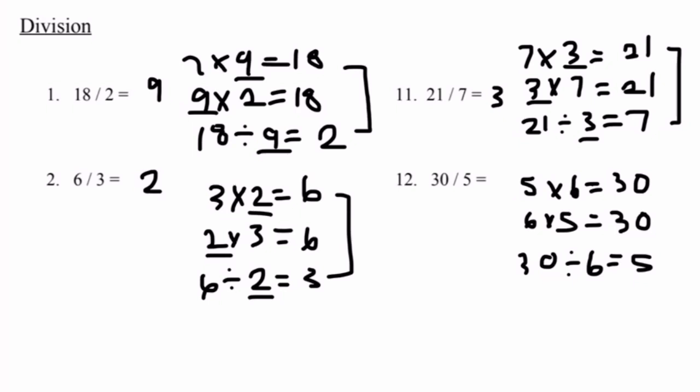We know that 5 times 6 equals 30, and we know that 6 times 5 equals 30, and 30 divided by 6 equals 5. Therefore, 30 divided by 5 should be 6.